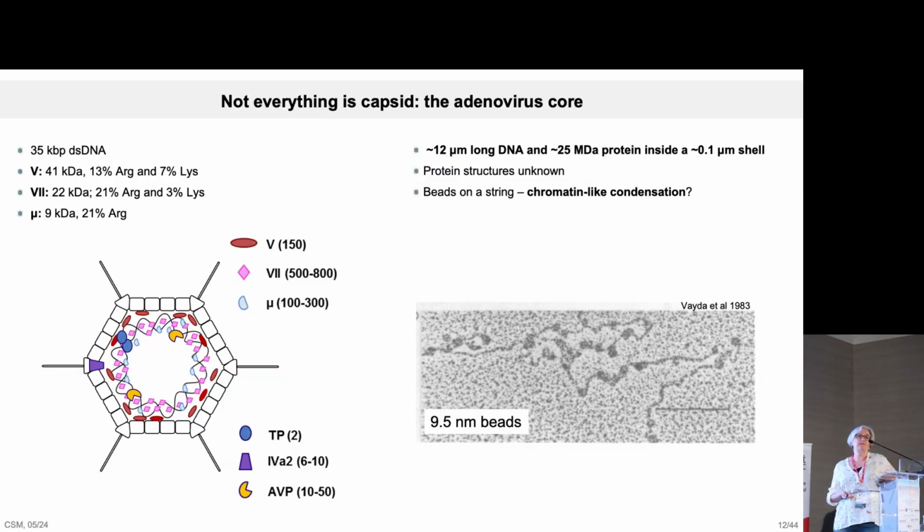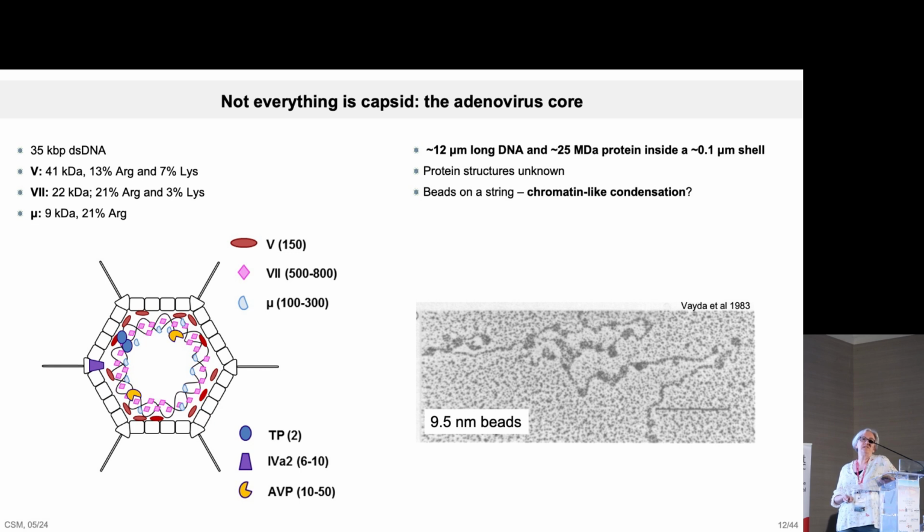Anyway, not everything is capsid in adenoviruses. Inside the adenovirus capsid, there's a lot of stuff. We have the genome, 35 kilobase pairs of double-stranded DNA in the human adenoviruses, and this genome is bound to a large amount of virus-encoded positively charged proteins, V, VII, and mu. You can see here the charges they have, and here the copy numbers.